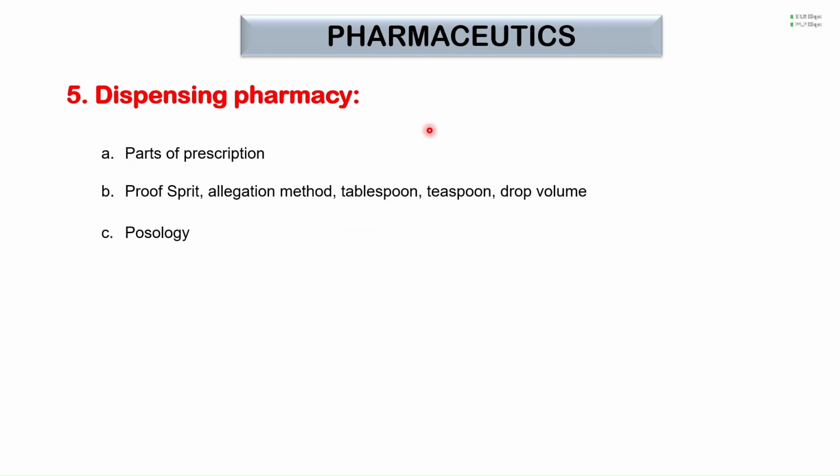Now this is the last part and the easiest one. If you just go through it now, just before exams, you will be able to answer. So different parts of prescription, you already know, just read it once. And some calculations there. It has been a long time since questions were asked, but we cannot take any risks, as these are very easy and you can solve them without even using pen and paper. So proof spirit, calculation, alligation method, and different volumes, especially of tablespoon, teaspoon, and drop. Remember the volume of these three.